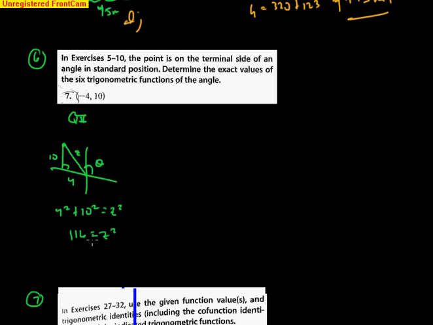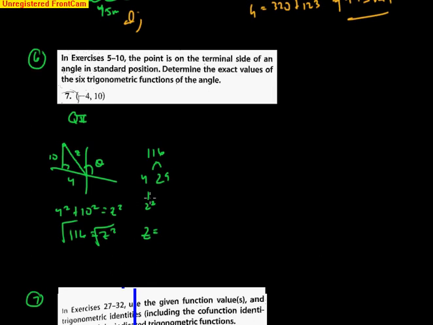That's 116 equals z squared. And I will take the square root, and I need to try to simplify 116. So I will try to see if there's any perfect square factors that go into 116. And I see that 4 goes into 116. 4 goes in there 29 times. 4 and 29. And 4 is 2 squared.